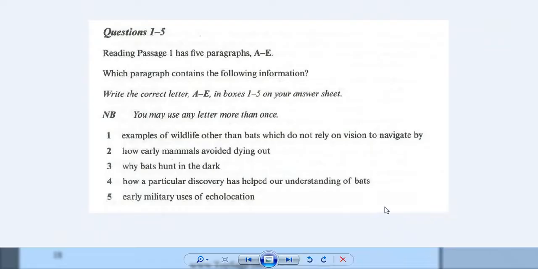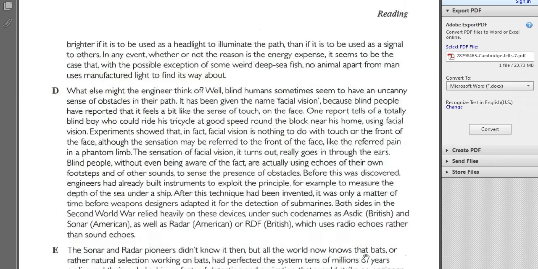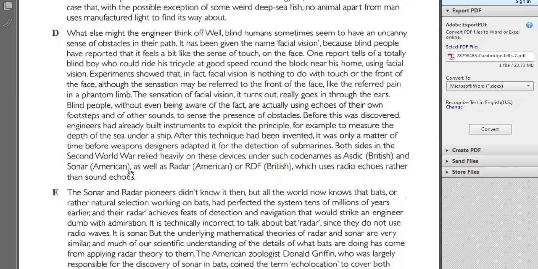Another one might be, look at this one, number 5, early military uses of echolocation. Now I remember seeing some words about the military. So now I know I need to go back to that paragraph and read. So here they're talking about the military. So here's where I would find answers about military uses of echolocation. So this is important, to be looking for these key words so you know exactly what paragraph to go to. That's the key, to know exactly where you can find the answer.